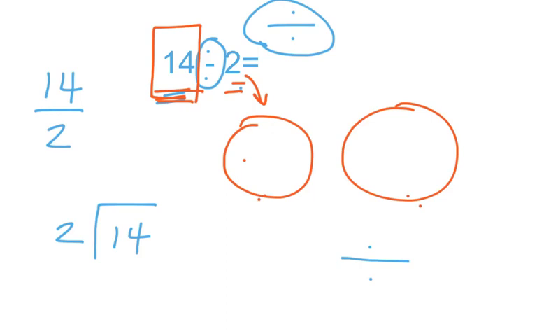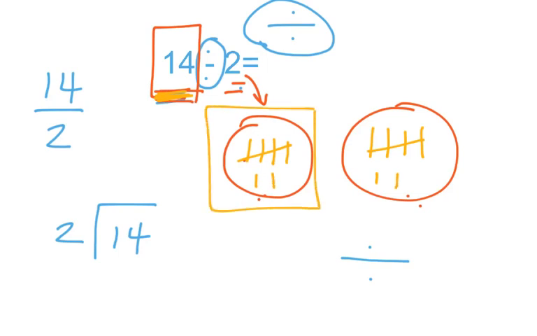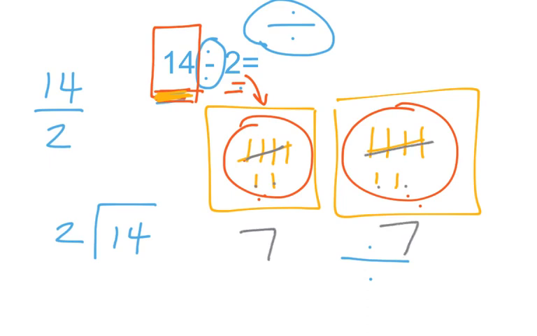So let's start. 1, 2, 3, 4, 5, 6, 7, 8, 9, 10, 11, 12. Am I done? Oh no, I need to go to 14. I'm only at 12. 13, 14. Now I need to count how many items are in each group, and that will be my answer. So here I have 5, 6, 7, and here I have 5, 6, 7. Oh good, my groups are equal, so my answer is 7.